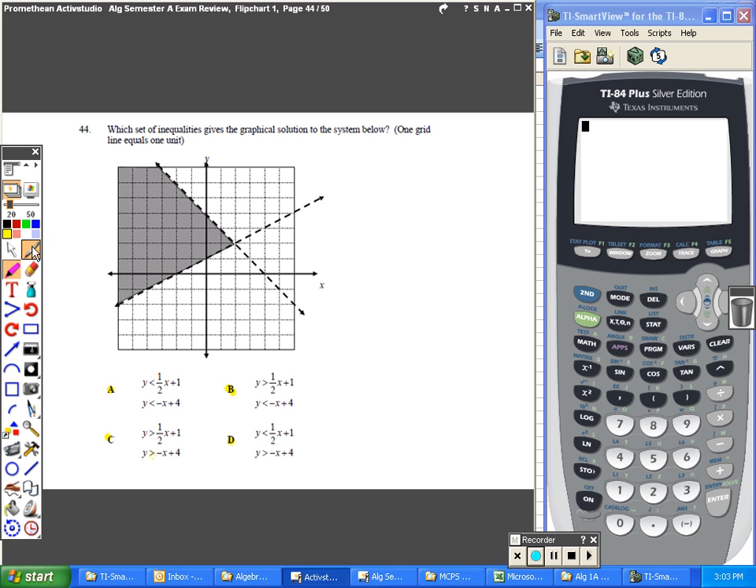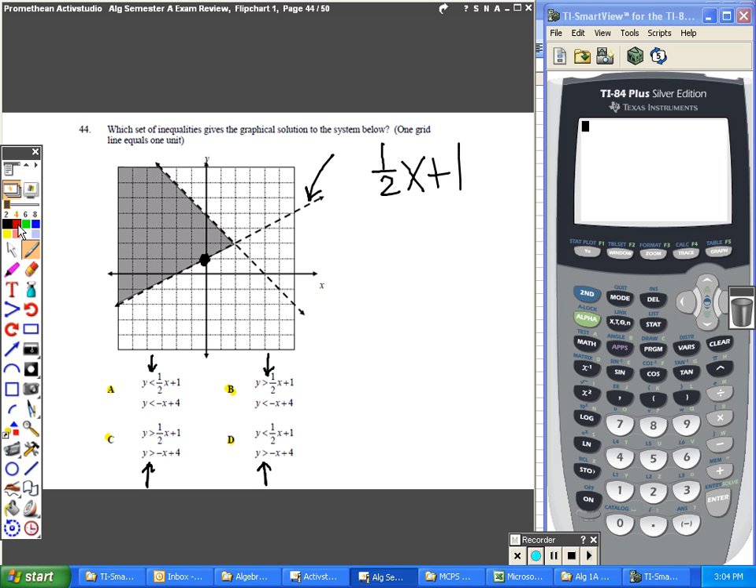The only thing that is different is their inequalities. So these guys change depending on which answer you choose. So all we've got to figure out is, should we shade above or should we shade below? Let's start with this line. This line right here is the line that crosses at 1. So that's got to be this 1/2 x plus 1.